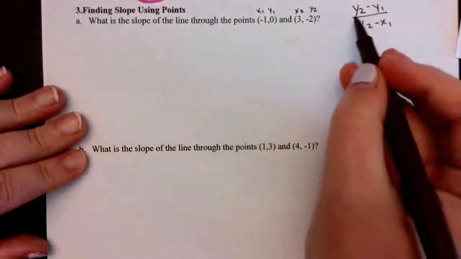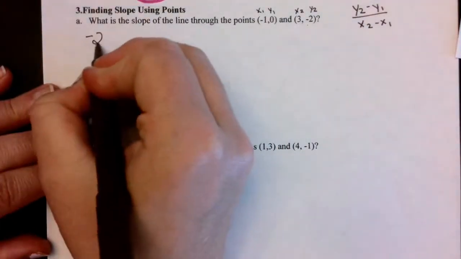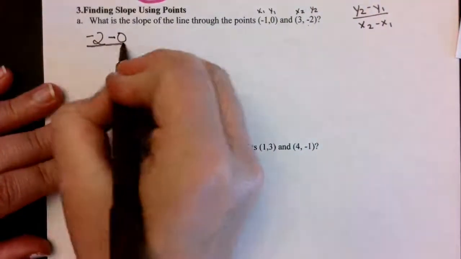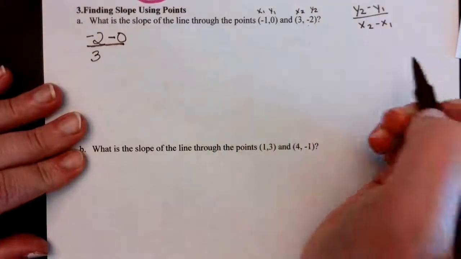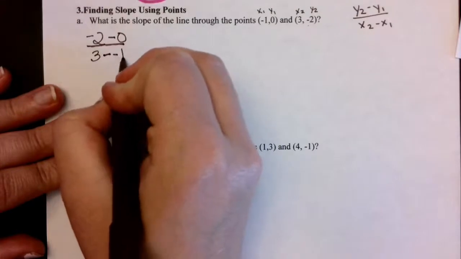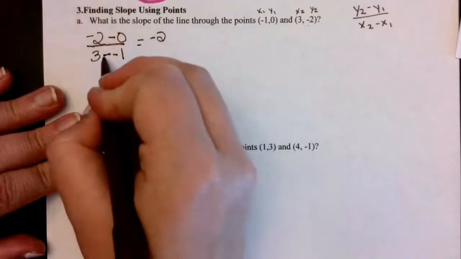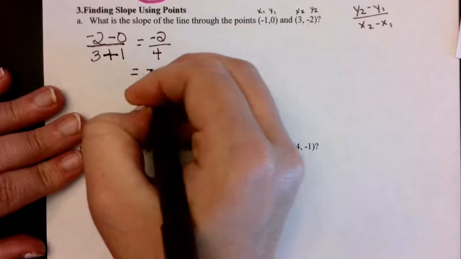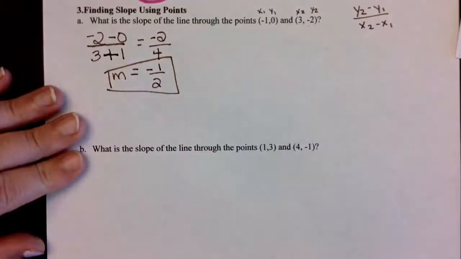Now, we create the formula. y2 was negative 2. So negative 2 minus my y1, which is 0, all over my x2, which was 3, minus my x1, which was negative 1. So minus a negative 1. Negative 2 minus 0 is negative 2. 3 plus 1 is 4, which gives me a negative a half. So we know our slope is negative a half.